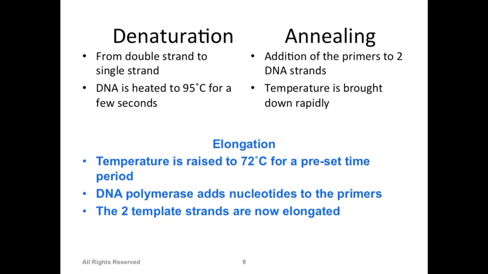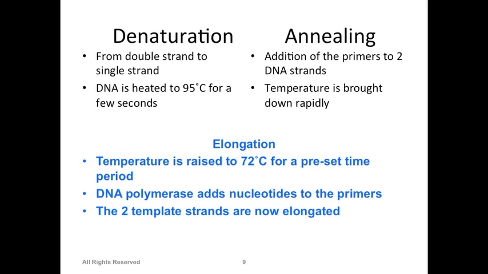There are 3 temperatures involved in one cycle of amplification in a PCR. The first step is called denaturation, which we already discussed. The DNA is heated to 97 degrees for a few seconds. That will denature the DNA.